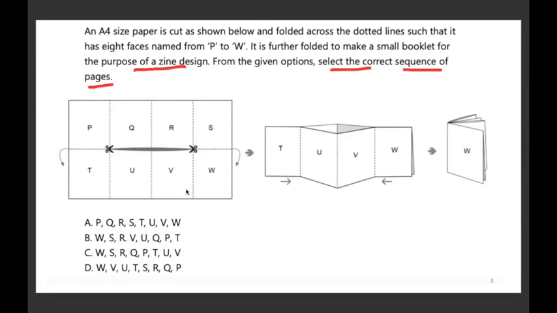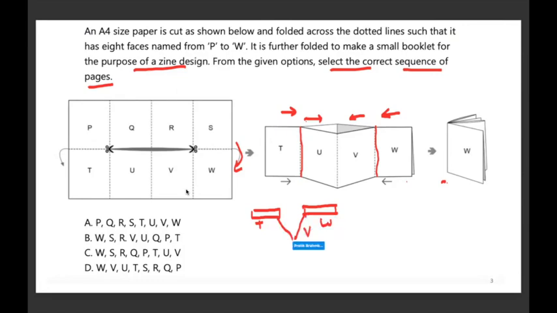Here, the paper is first folded in this pattern. Then these 2 faces are brought together like this, and then it is folded across. Now what happens between these, the second and the third figure is, along these 2 lines, both these parts will be pushed in together. When they are pushed in together, this is face T, this is W, this is V, and this is face U. And then I'm not worried what happens at the back, but this is how they were pushed together.